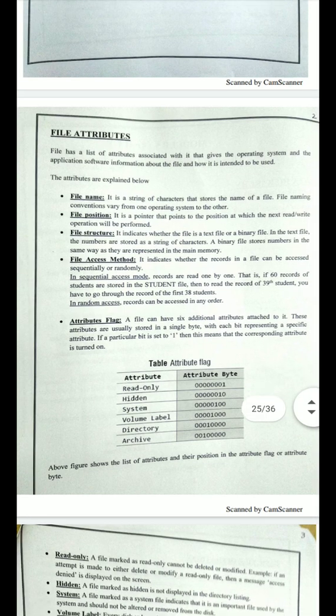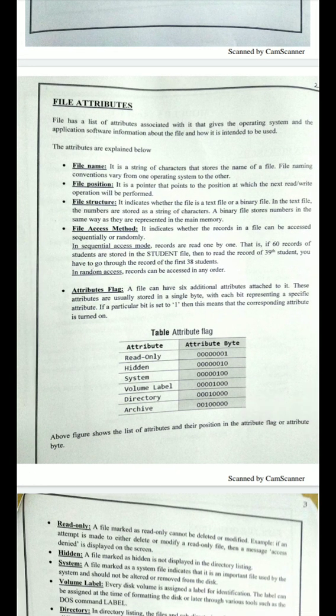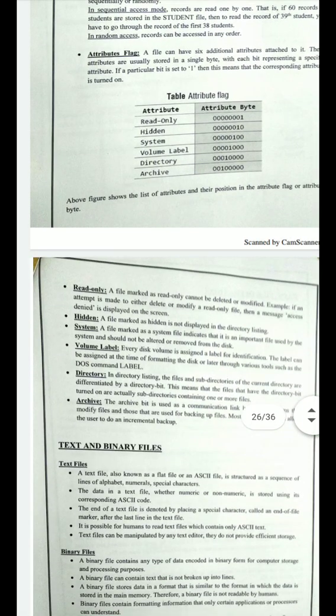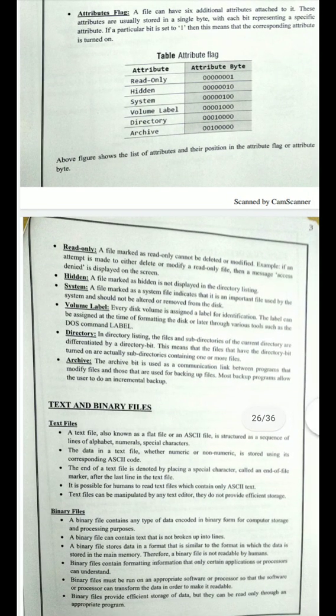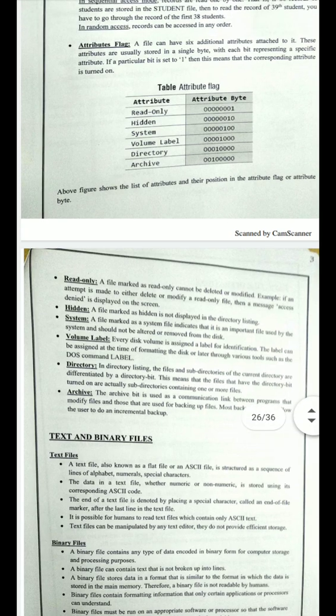Next, the attributes in a file indicate what operations your file will allow. These depend on the attributes of a file. Here you have different types: read only, hidden, system, directory, archive and so on. We'll see in detail. If a file is marked read only, you can perform only read operations, no delete or modification. Hidden means it will not be displayed. A system file should not be altered on the disk. Volume label indicates the identification of the file. Directory listing is a directory file. Archive is used only for communication, with no modification. So this is about the different types of attributes in a file.